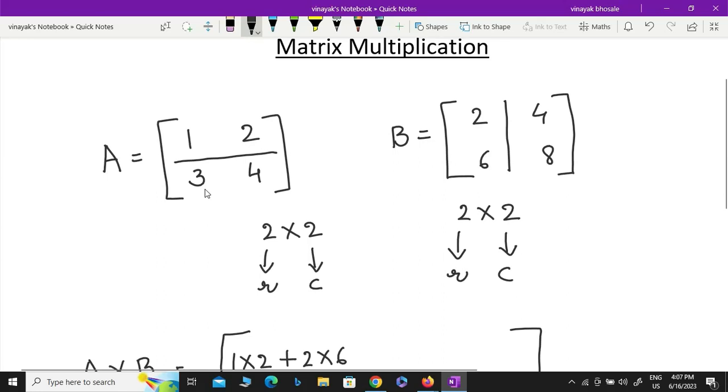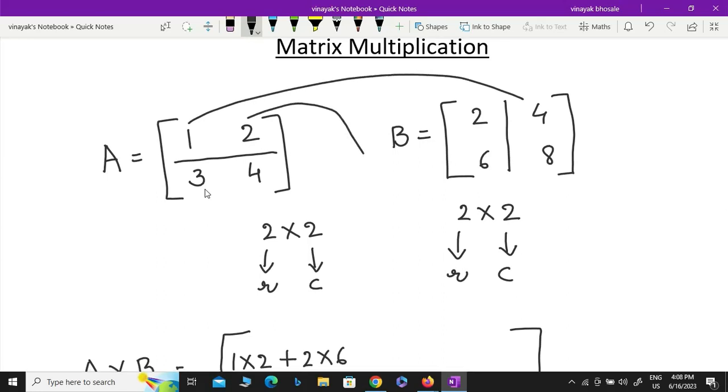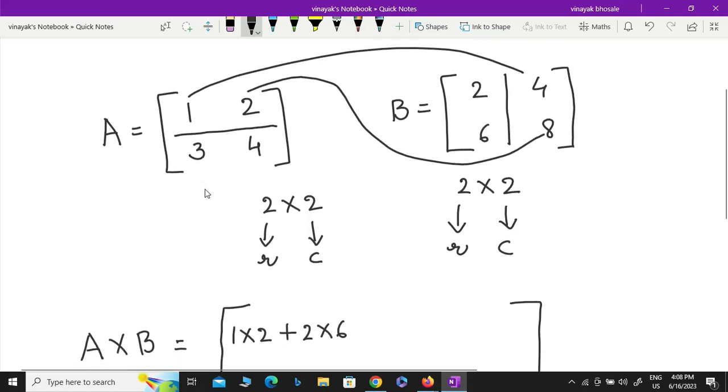Now I'm going to multiply 1 with 4 and 2 with this 8, and add those together. 1 multiplied by 4 plus 2 multiplied by 8. Okay.